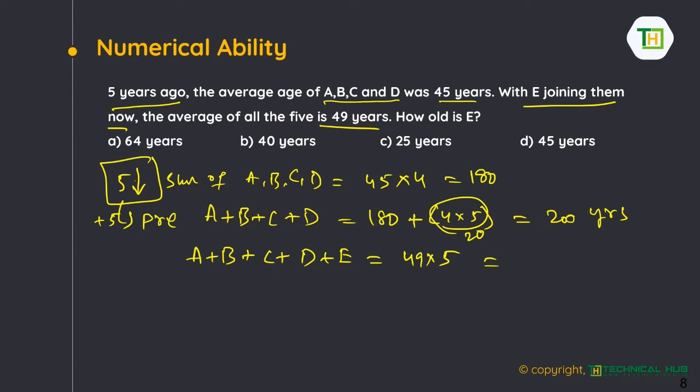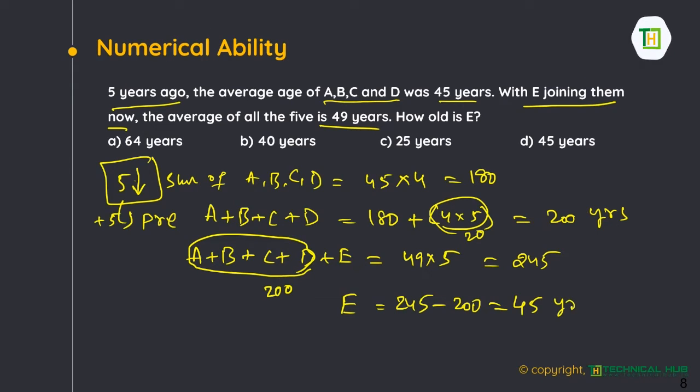245. And we know that the present sum of A, B, C, D is equal to 200. Therefore, E is equal to 245 minus 200, which is equal to 45 years. That is the age of E. Age of E is equal to 45 years. Option D is the right answer.